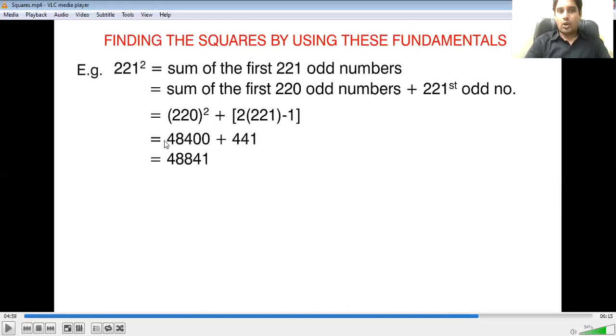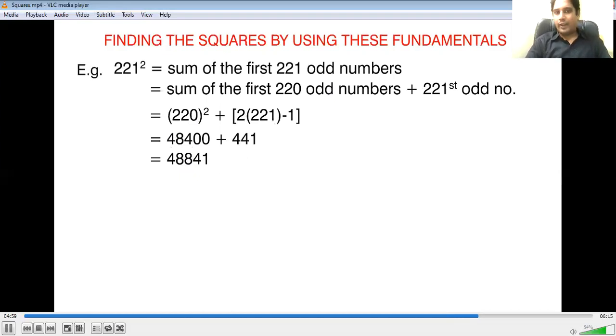220 square is 48400. This can be found easily. 0 squared will become 00. 22 square is 484. Hence it becomes 48400. And the 221st odd number is twice of 221 minus 1, which is 441. Hence our result will be 48841.